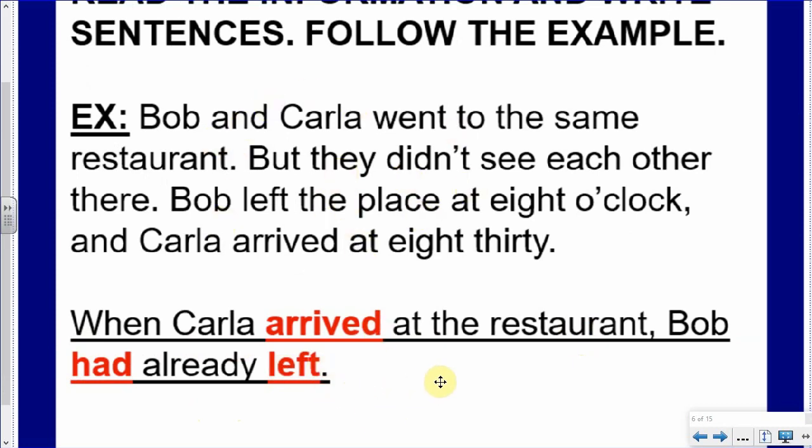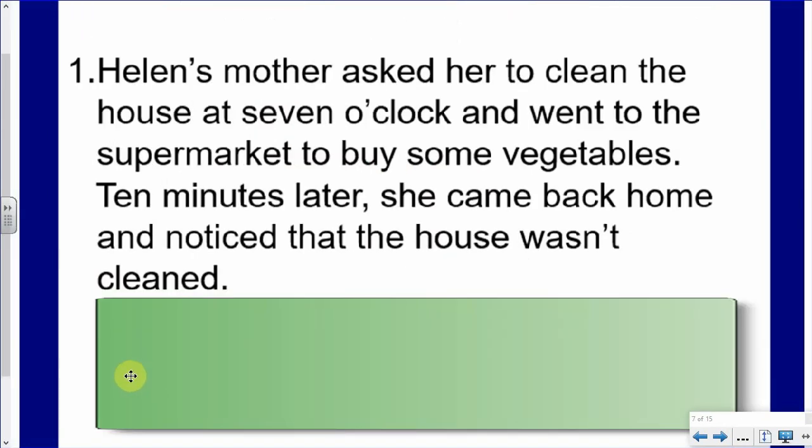If we wish, we could say Bob had already left the restaurant when Carla arrived. So if we wish to put when in the middle, we would just change the position of the past perfect part. So now please look at this information and try to form a past perfect sentence. So one part would be in the past perfect, and the second will be past simple using one of those time markers. So just read that and see if you can form a good sentence.